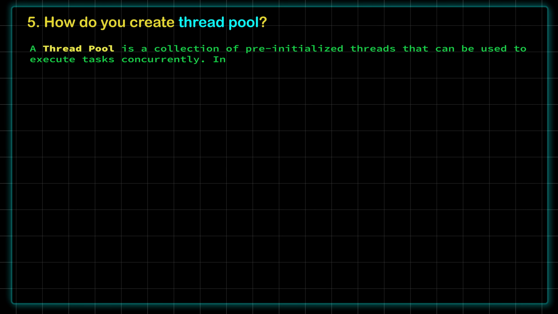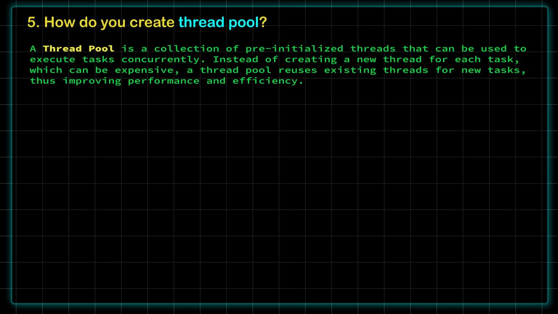This question is from Multithreading, and the question is, how do you create a thread pool? So before answering how we can create a thread pool, I just want to explain what a thread pool is and what the advantages of a thread pool are. Okay. So a thread pool is a collection of pre-initialized threads that can be used to execute tasks concurrently.